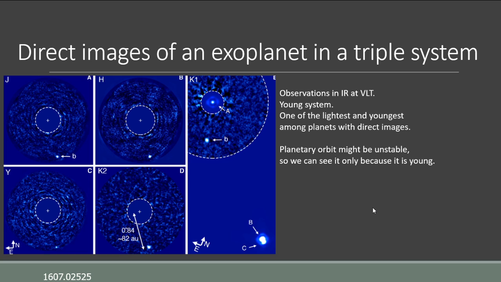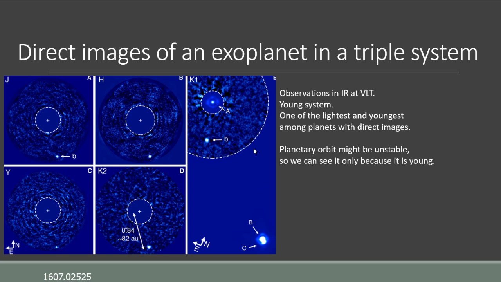But if you discover a very young system, and we have a selection effect, it's easier for us to discover young giant planets because they are brighter. They are still contracting, they are shrinking, and this results in additional release of energy. So we can discover a young system which is unstable, but it is not destroyed yet. And the system in this plot is such a system. So this is an exoplanet, directly measured exoplanet in a triple system.